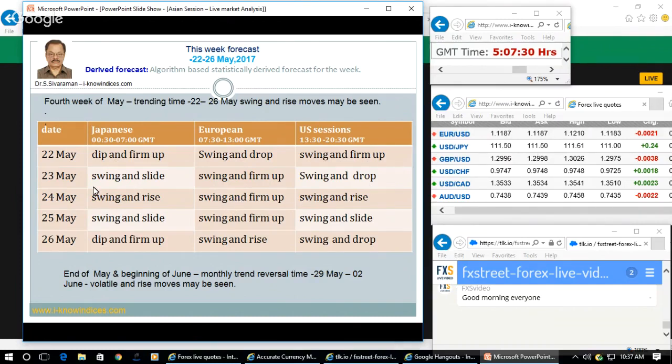Then afterwards, tomorrow, they are expected to make the swing and slide, then swing and firm up during the European session, and make the drop during the US session. Why are these sorts of moves happening in the market? Because they are doing the middle level consolidation with either way stop-ins.